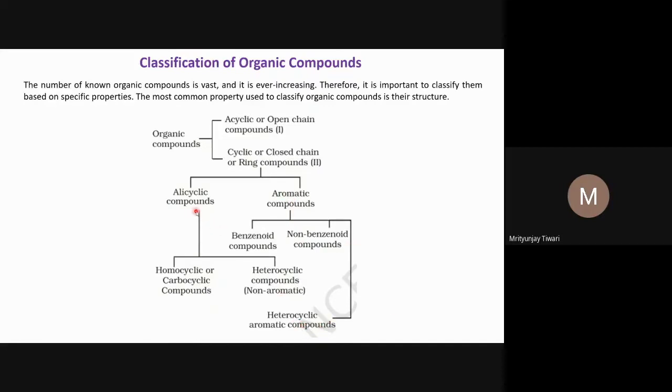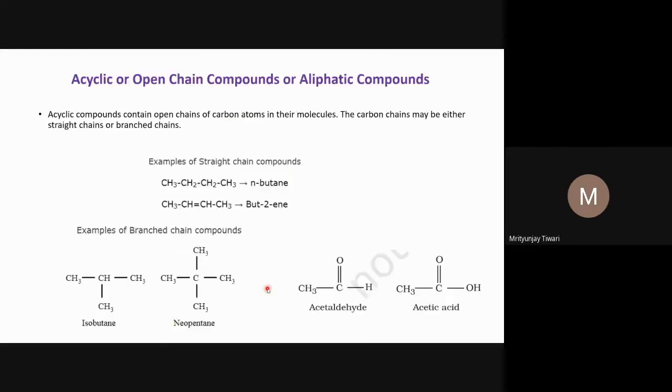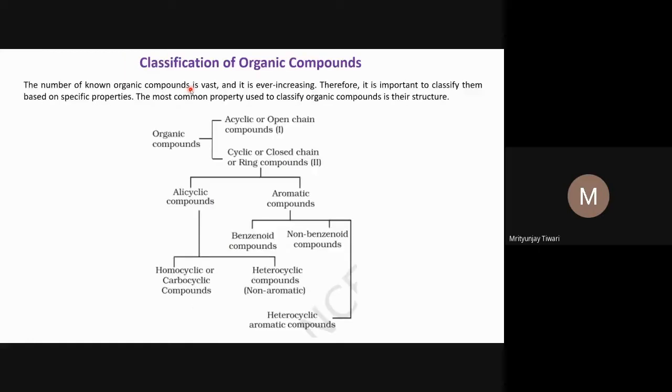Similarly, alicyclic means aliphatic cyclic compounds, and they can be homocyclic or carbocyclic, where carbon is there and homo means the same, or heterocyclic compounds. Heterocyclic compounds have some atoms other than carbon at one, two, or more centers of the ring. So let's see all of these classes one by one.